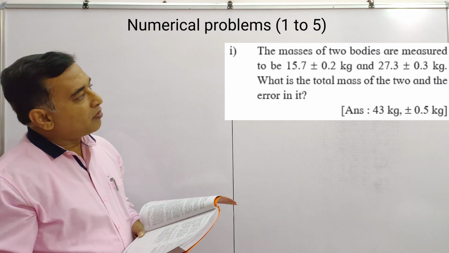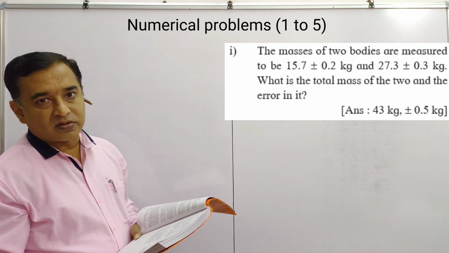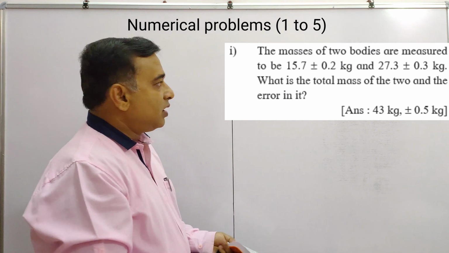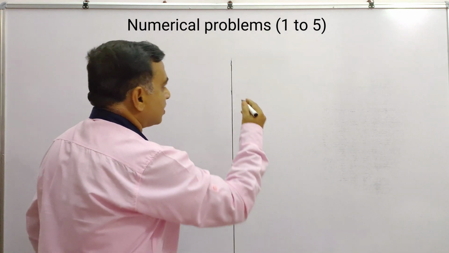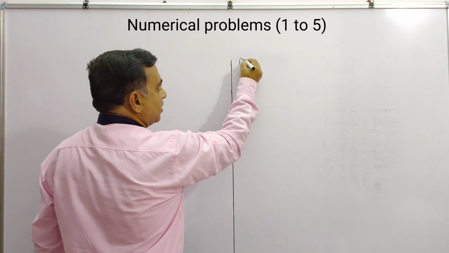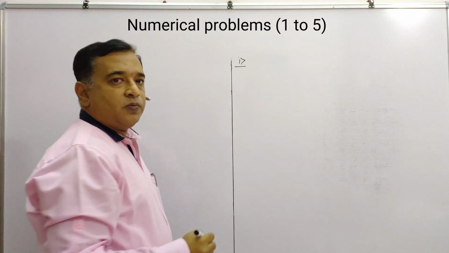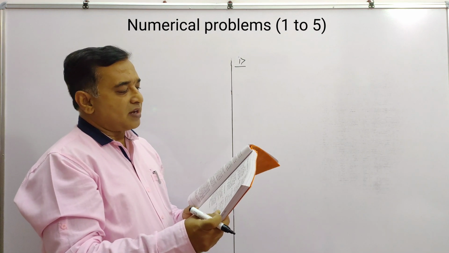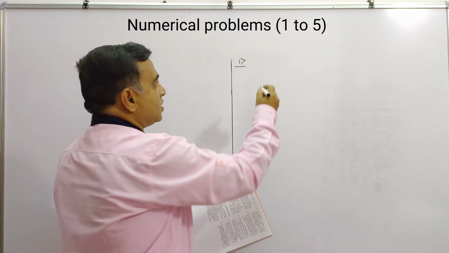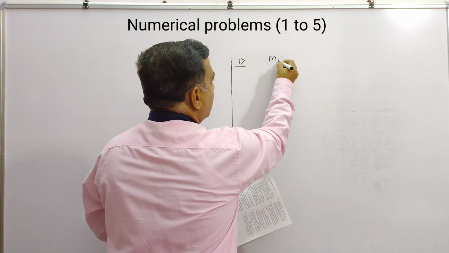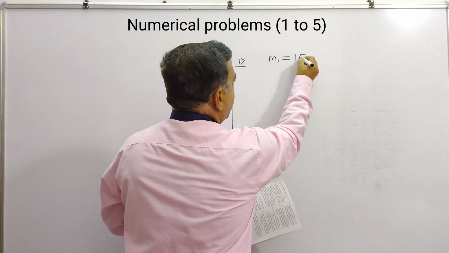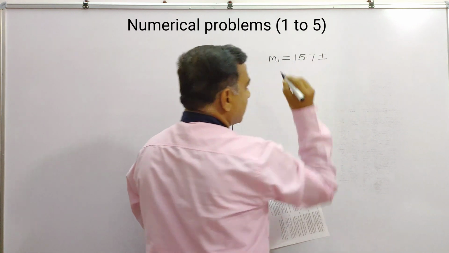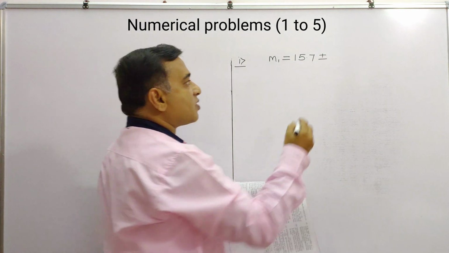So here accordingly we are going to measure the total mass. So how to get that? Initially I am going to write the data, what exactly is given. Number 1: here I am going to take the first mass. The masses of the two bodies are 15.7. So M1 is equal to 15.7 plus or minus 0.2.